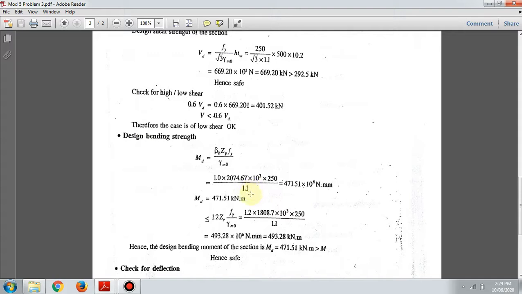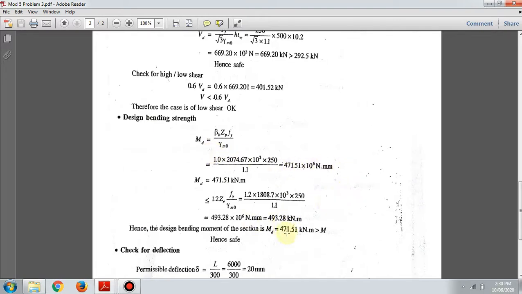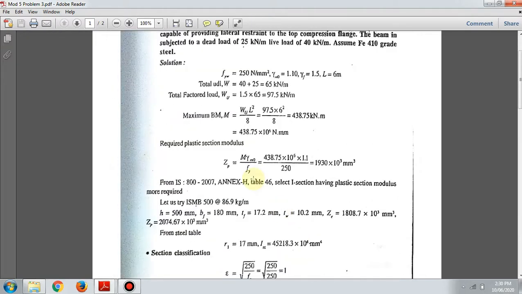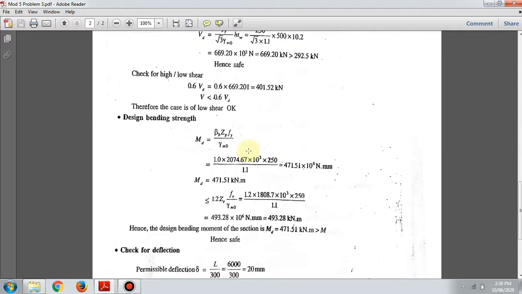Already we have discussed in detail how to decide a section, whether it is plastic, semi-compact or compact. Please refer to the previous videos; I have prepared two videos depending upon the b by tf ratio and d by tw ratio on how to decide a section. Since b by tf is less than 9.4 and d by tw is less than 84, the section is plastic, so the beta b value is 1.